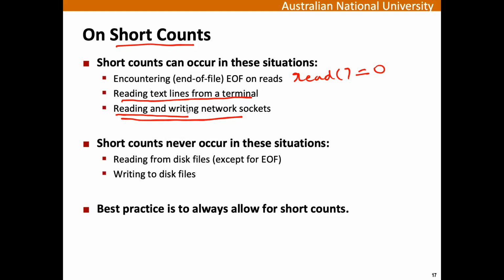So we want to write our programs in a robust fashion so we can deal with short counts. If we know that a file has a specific number of bytes and we really want to read that many bytes, we should check for short count and we should reissue, keep making the read system call until we get the number of bytes that we want. Okay, so dealing with short counts is the programmer's responsibility. There are a few situations where short counts do not occur: when you're reading from disk files, except for end of file, and when you're writing to disk files.